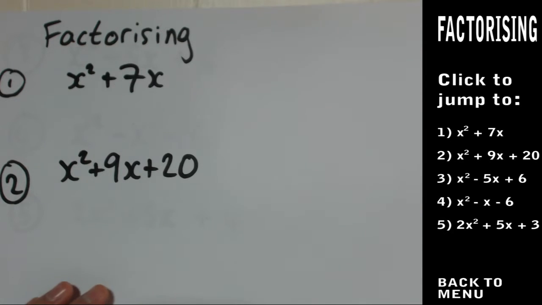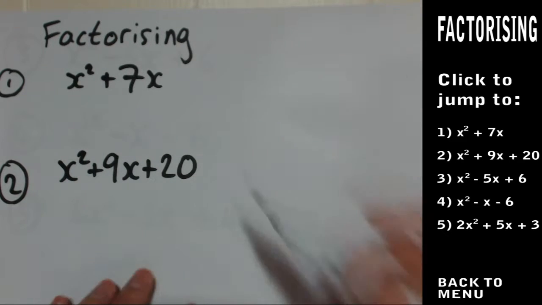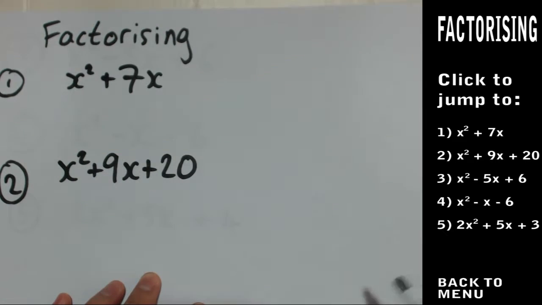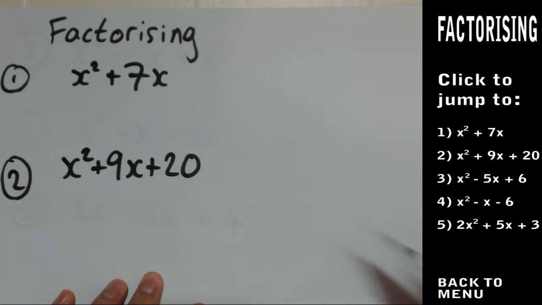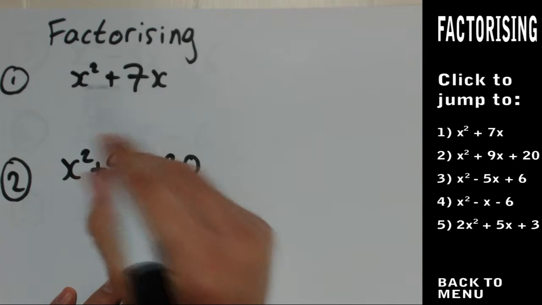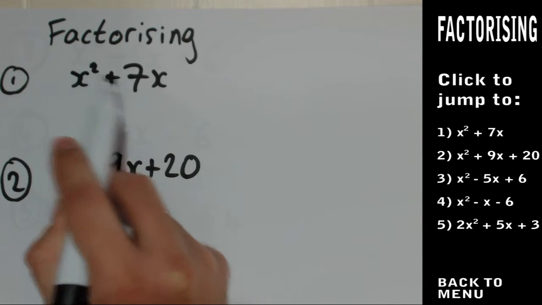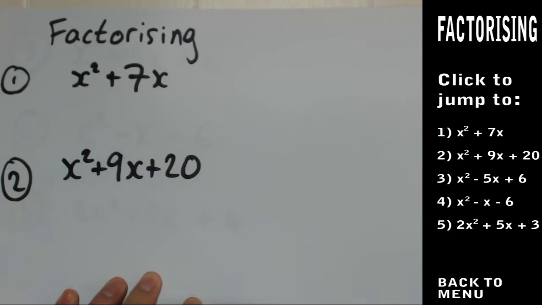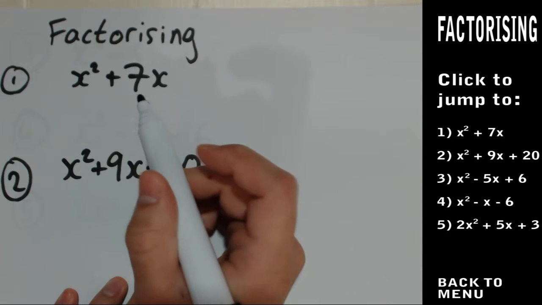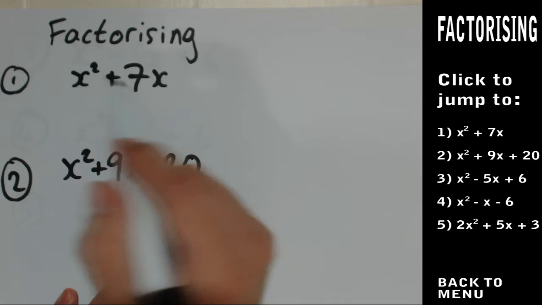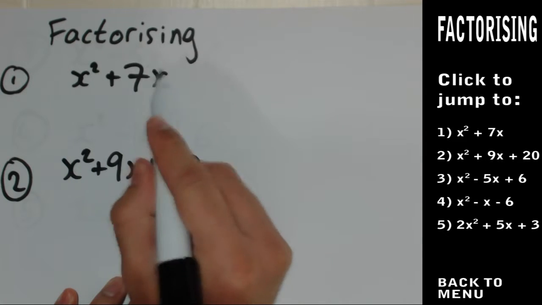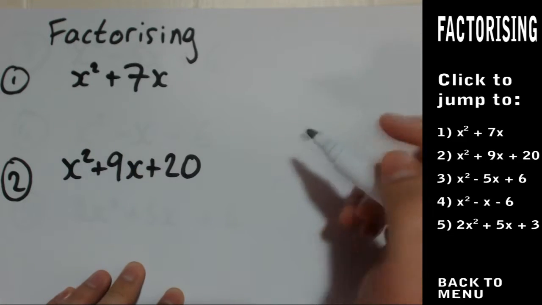So let's have a look at some factorising of expressions. These are expressions. Remember, if it said equals something, then it would be an equation. These don't, so these are expressions. So when you're looking at this one, you've got x squared plus 7x. We've got to think about what goes into x squared and what goes into 7x.